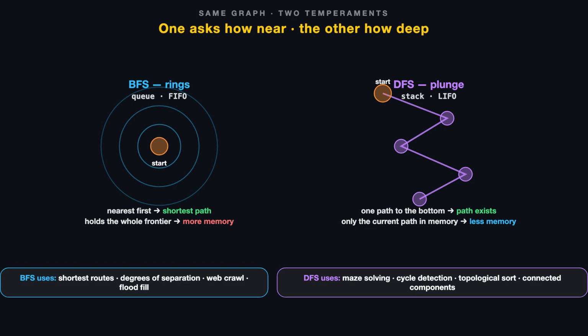Reach for breadth first when distance matters: shortest routes, the fewest degrees of separation between two people, a web crawler fanning out by clicks. Reach for depth first when you just need to go deep. Does a path exist? It powers maze solving, cycle detection, ordering dependencies with a topological sort, and flood-filling connected regions. Same map. One asks how near. The other asks how deep.